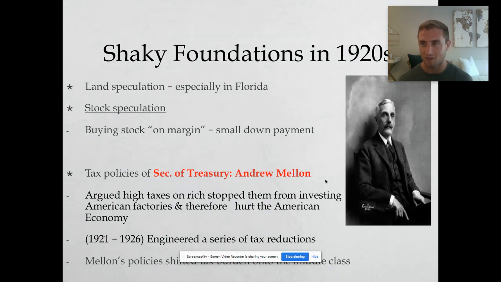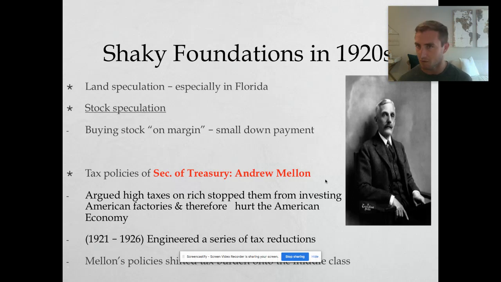But one of the long-term factors of the Great Depression is the tax policies of the 1920s by our very conservative politicians. We have Secretary of Treasury Andrew Mellon. Andrew Mellon suggests that high taxes, especially on the rich, are stopping the rich from buying and building more factories and investing in the American economy. Therefore, he says that we need to lower taxes, especially on the richest Americans, so that they can afford to continue to build more and more factories.